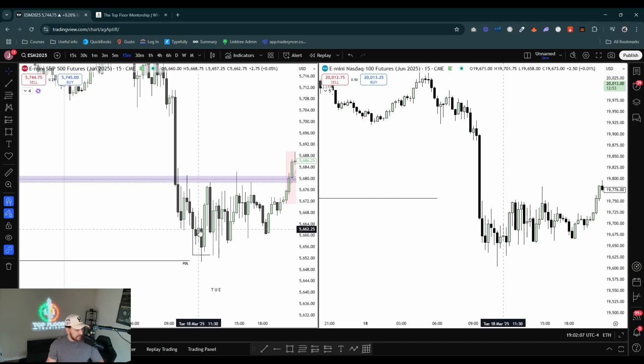So right here, we had ES come down. We ended up sweeping this low here. So if I hover my mouse over this low, it's that low on NQ. So I recognize that ES is obviously the weaker one here.